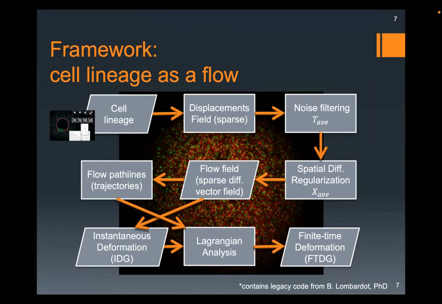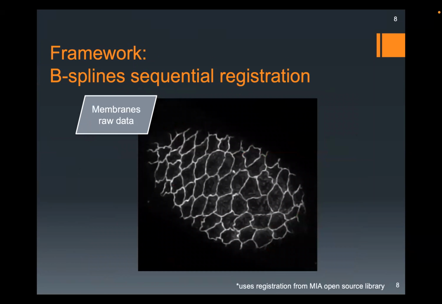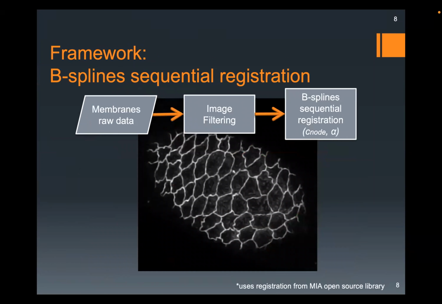This is the workflow that we propose for the cell lineage. But if you're analyzing at the tissue level, the information is different. You have to filter the image, and you use another strategy, which is B-splines registration. And with this, you have a dense description of the tissue.